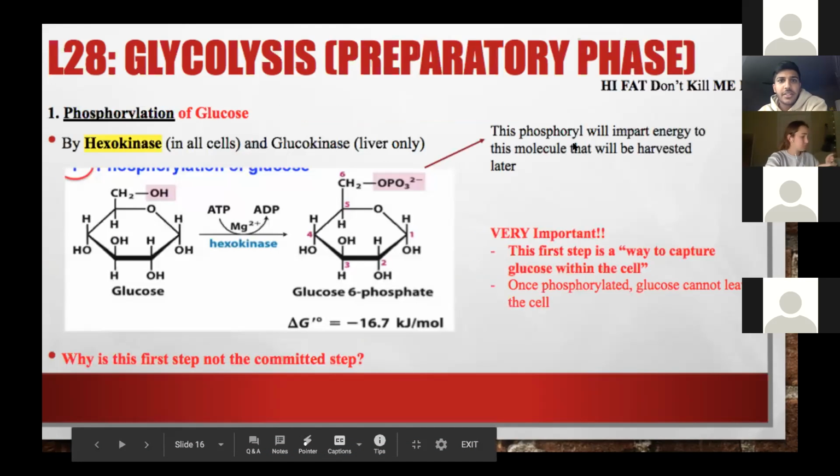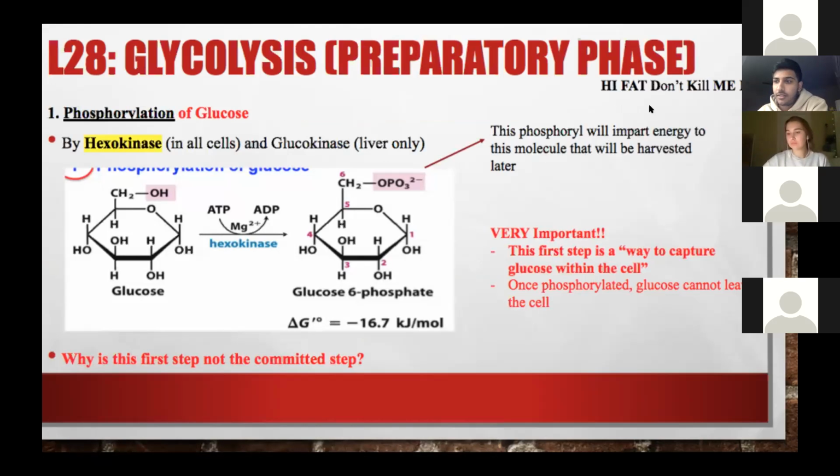So for the first step, you have something called a preparatory phase, right? So you have a preparatory phase and a payoff phase. For the preparatory phase, that's going to be your first step, and you're basically going to phosphorylate glucose. And so glucose is going to be phosphorylated into glucose 6-phosphate through hexokinase. I'm pretty sure you already learned this reaction from exam 1 about hexokinase.